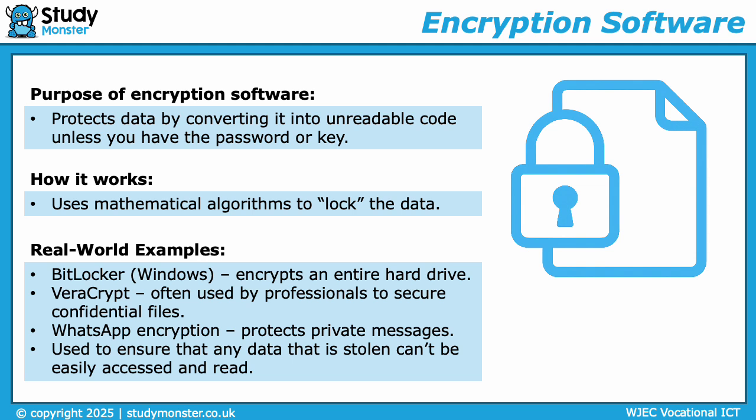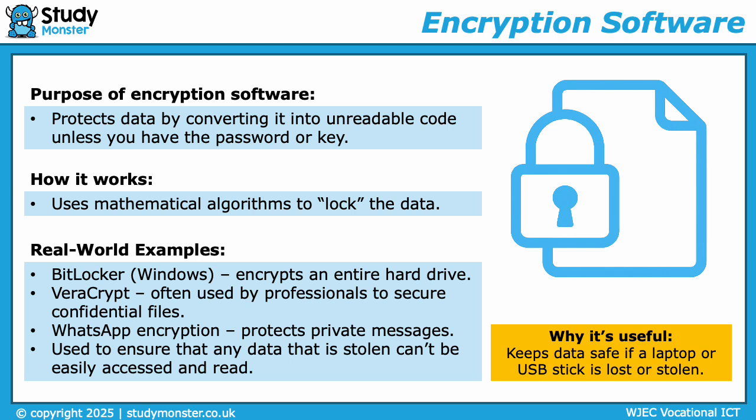WhatsApp encryption: most people use WhatsApp now for communication. Messages are encrypted end to end, so if anybody picks up that data in between the transmission, they just see a load of random code that doesn't make sense without that password or key. So it's used to ensure that any data that is stolen can't be easily accessed and read. It keeps data safe if a laptop or USB stick or something like that is stolen.